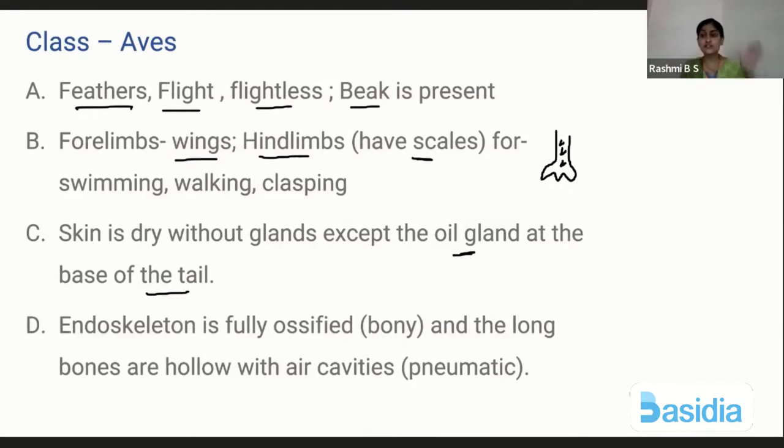And birds need to fly. That means they should be very light. That's why they have bones filled with air cavities, and such bones are called pneumatic bones. Bones are filled with air. They are hollow. Birds have hollow bones filled with air, which helps in flying, right? Yes, children.